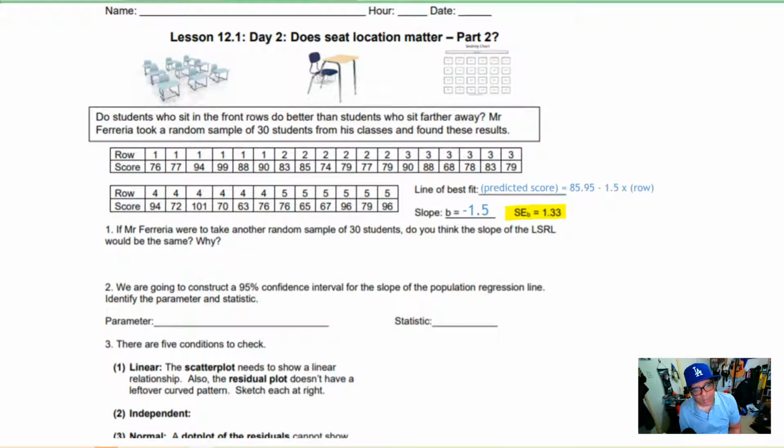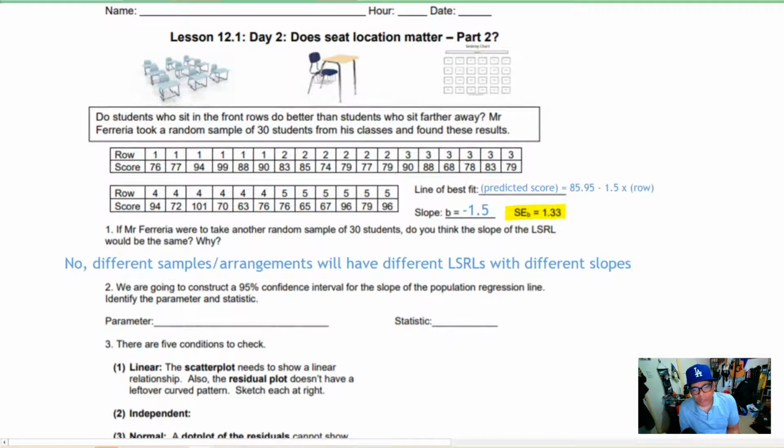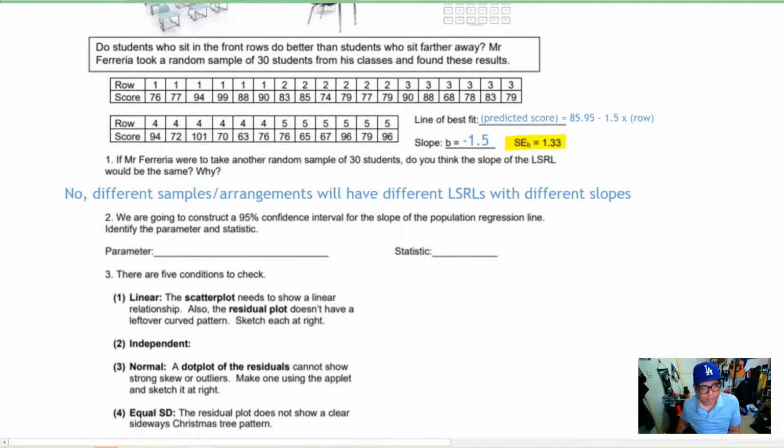So question 1, a little bit of a review. If Mr. FERRERIA were to take another random sample of 30 students, do you think the slope of the LSRL would be the same? Why? Really, why should they have the same slope? We are rearranging the students and their scores around, so the basic relationship in the scatter plot is going to be different, and we're going to create a different LSRL. And because it's a different LSRL, it'll have a different slope. That's a little bit of sampling variability.